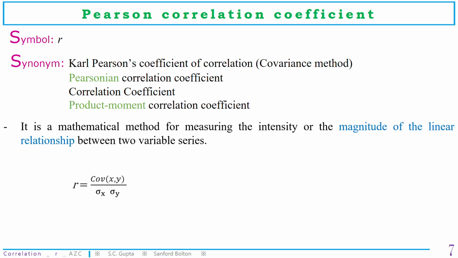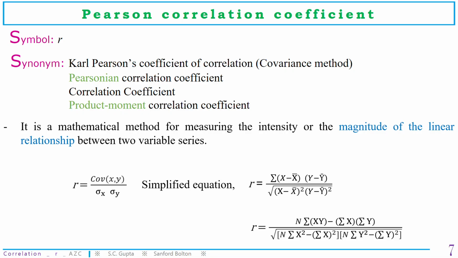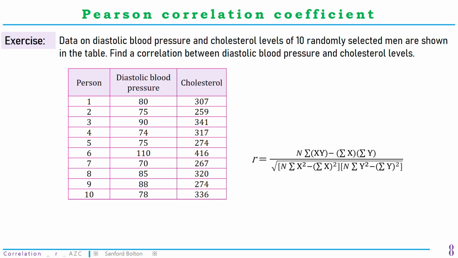It is a mathematical method for measuring the intensity or the magnitude of the linear relationship between two variable series. The equation is r is equal to covariance of xy divided by sigma of x and sigma of y. Its simplified equation of Karl Pearson's coefficient of correlation is best used for the calculation.